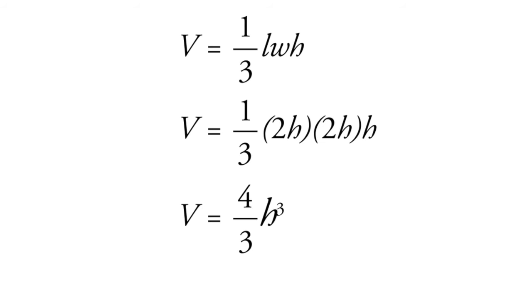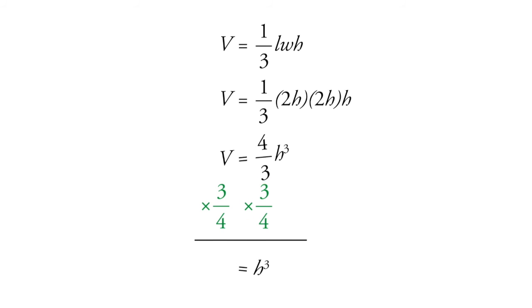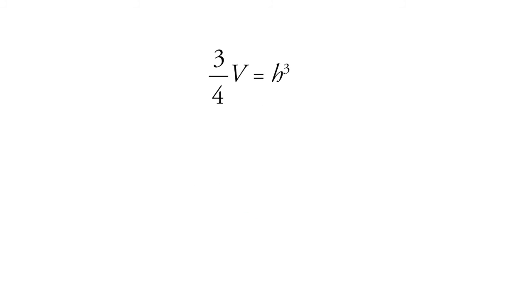Now we want to isolate H because that's what the choices in the problem are. So we have 4/3 over here, and we're going to multiply by 3/4 to make it go away. Then 4/3 times 3/4 just becomes 1. And then we have to multiply the other side by 3/4. That's what we do if we need to cancel out a fraction: we multiply it by the inverse of the fraction, but we have to do it for both sides. So now we have 3/4 of V, the volume, is equal to H cubed.